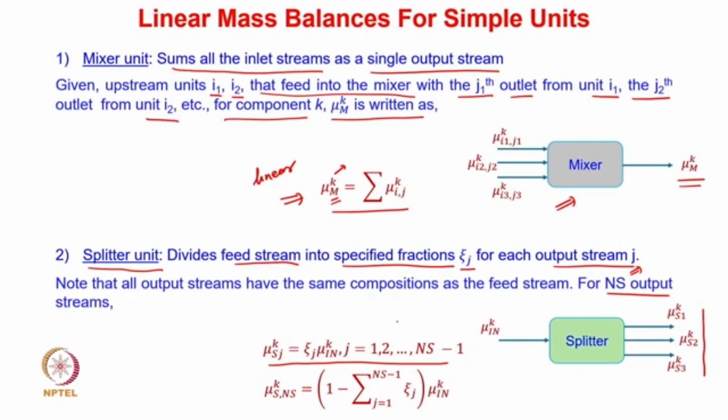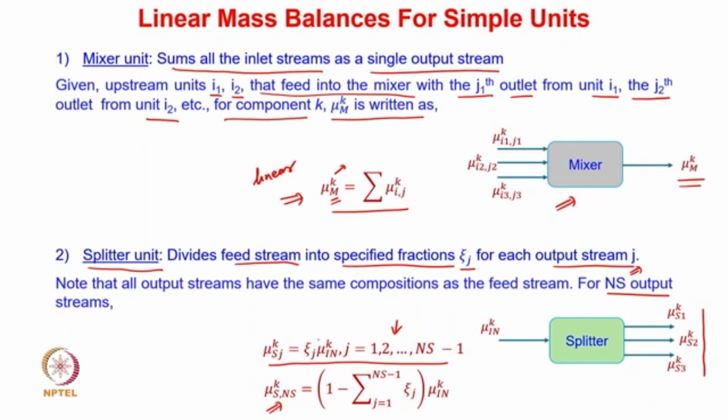We can write this balance equation only from 1 all the way to ns minus 1, and for the last stream, the ns stream, we have to write another equation. The molar flow rate of the kth component coming out from the ns stream of the splitter is obtained as 1 minus the summation of zeta j, with j going from 1 to ns minus 1, multiplied by mu In K.